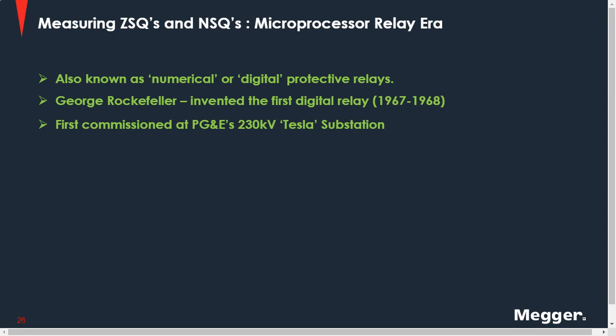He actually developed the first computer-based or numerical protective relay, and that was commissioned at Pacific Gas and Electric's 230 kV Tesla substation. And I think this was back in roughly 1968, 1969. And that stayed in service after it was commissioned. It stayed in service for 6 years.